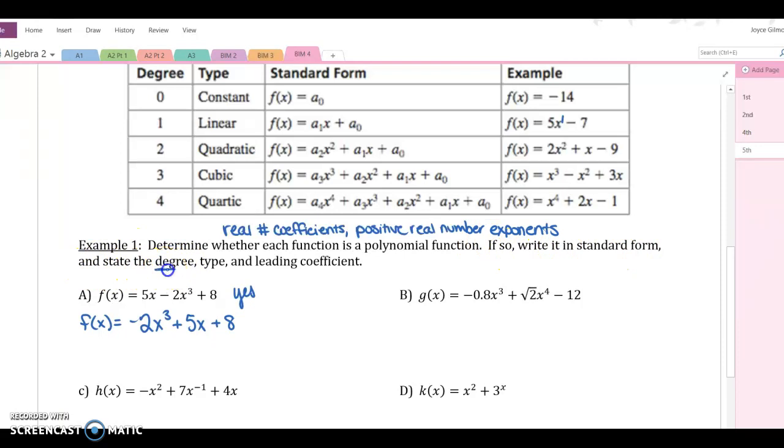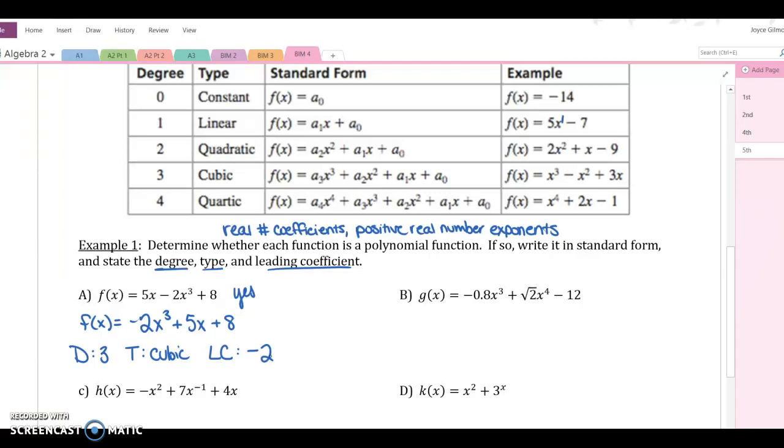Now we need to state the degree, the type, and the leading coefficient. So the degree, what's the largest exponent? 3. The type would be cubic. And the leading coefficient, the number in front of the term that has the exponent of 3, -2. And the first few problems on your assignment are simply just like that. Is it a polynomial, yes or no? If it is, write it in standard form, state the degree, type, and leading coefficient.